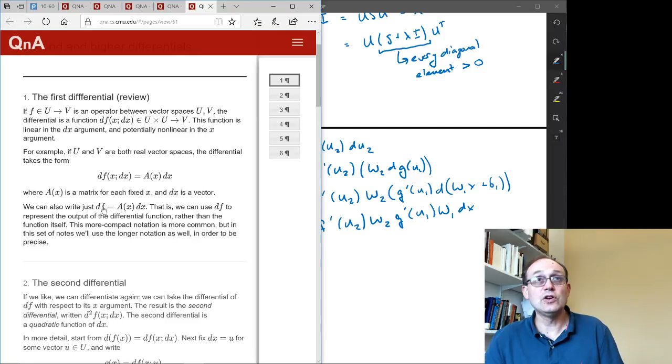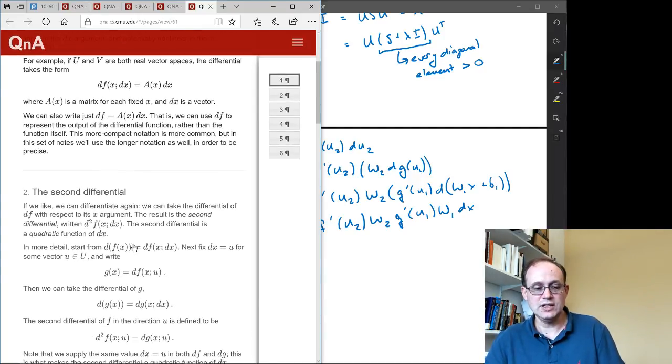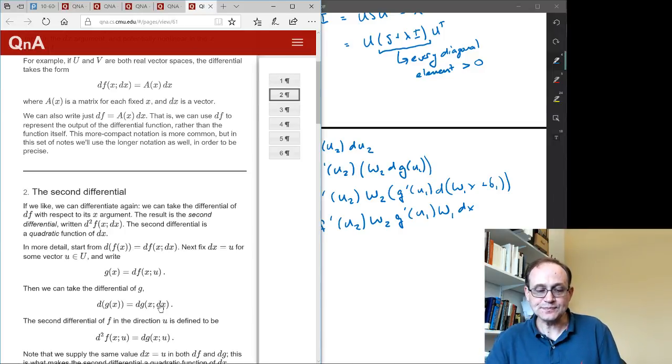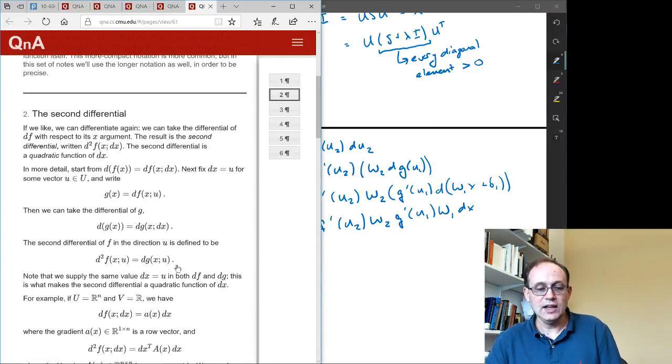All right, so for second differentials, what that means is we're just going to differentiate again. So we're going to take the differential of df with respect to its first argument. And so that's called the second differential, d squared f of x and dx. And as the first differential was a linear function of dx, the second differential is a quadratic function of dx.